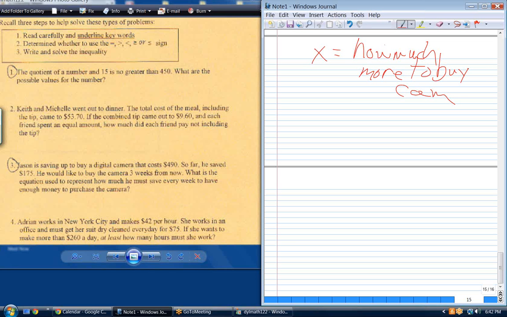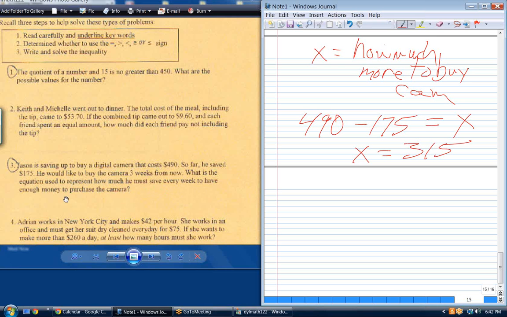If a camera costs $490 and you've saved $175, how much more do you need? What's the equation? It would be 490 minus 175, the amount you've saved, equal to x. That's how much more you need to buy the camera. But that's not what they're asking for, so we're not done. We solved for x, and that's 315.